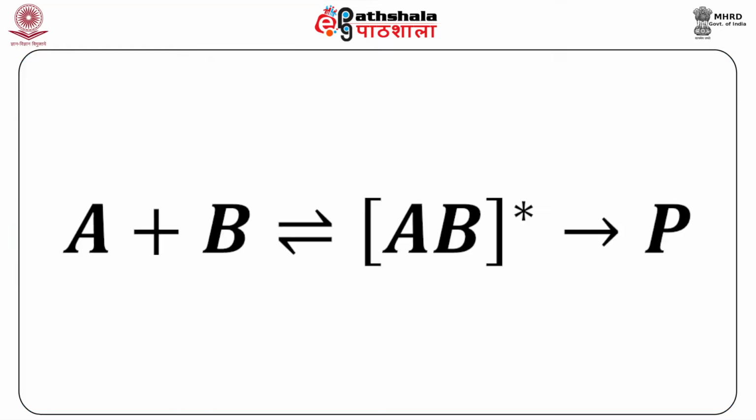The primary salt effect takes into account the influence of electrolyte concentration on the activity coefficient and hence rate of the reaction. Let us consider a simple reaction A plus B giving AB star giving products, where AB star refers to the transition state complex and K star is the equilibrium constant for this reaction A plus B giving transition state complex.